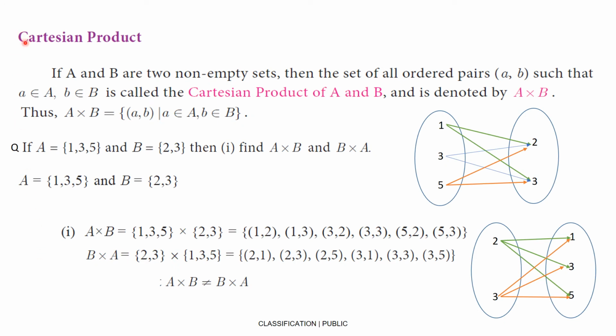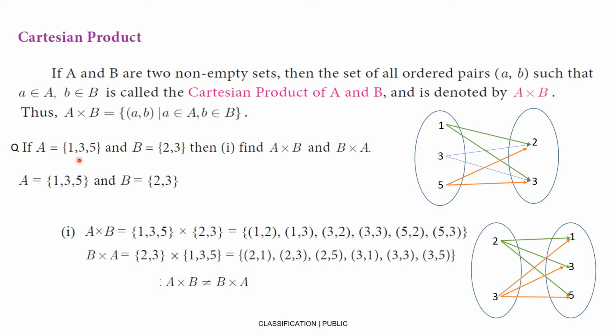Next, Cartesian product. A and B are two non-empty sets. Non-empty means it should have elements. Then the set of all ordered pairs (a, b) such that a belongs to A and b belongs to B is called the Cartesian product. We call it the cross product also. It is denoted by A cross B. The notation: A cross B equals the set of (a, b) such that a belongs to A, b belongs to B. Okay, we will see the example.